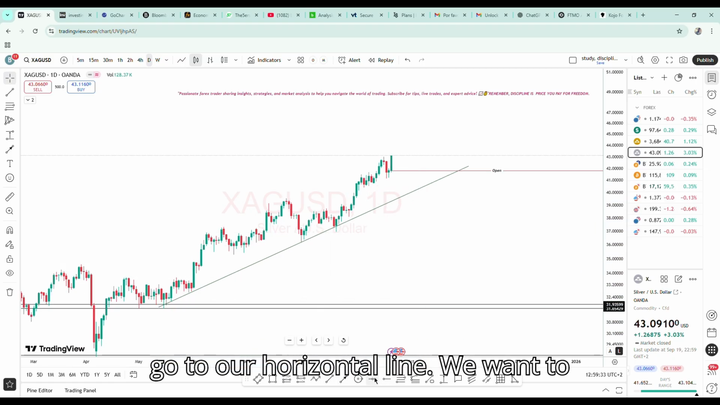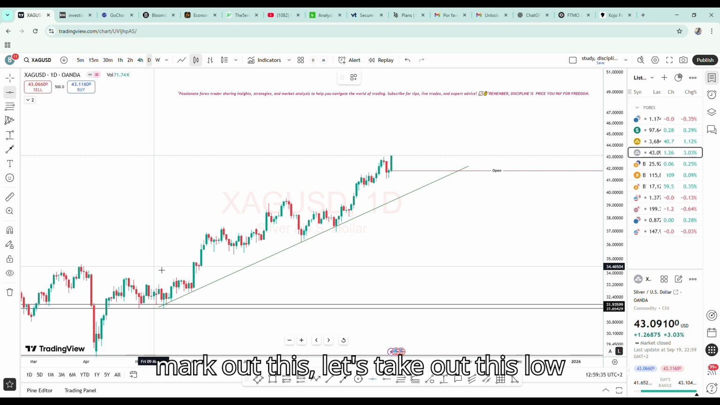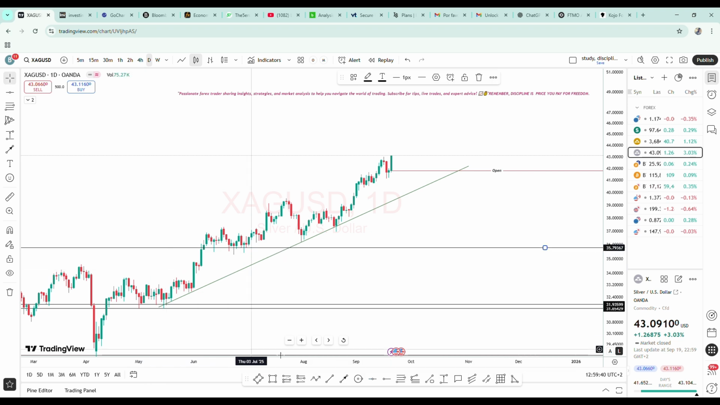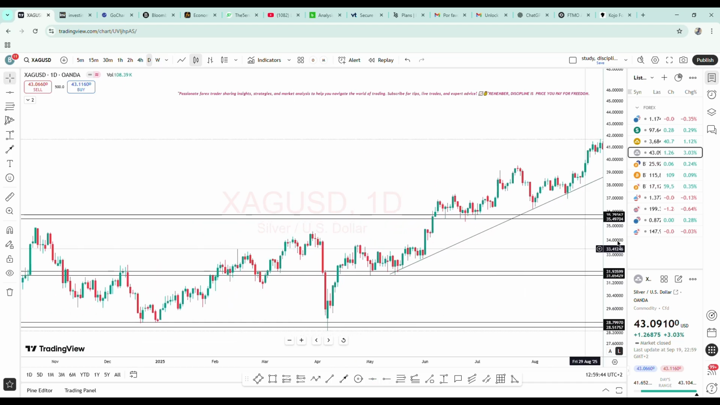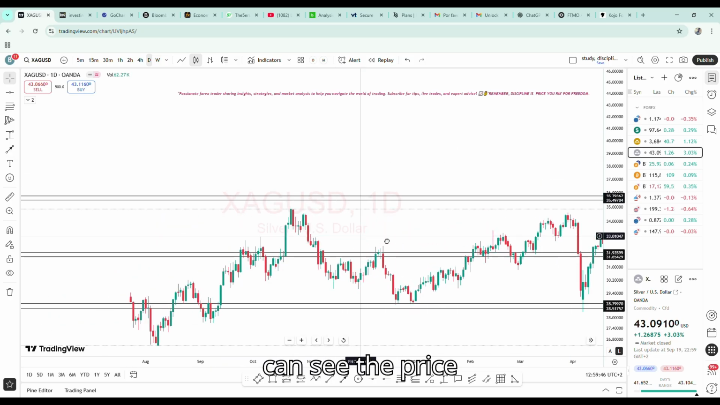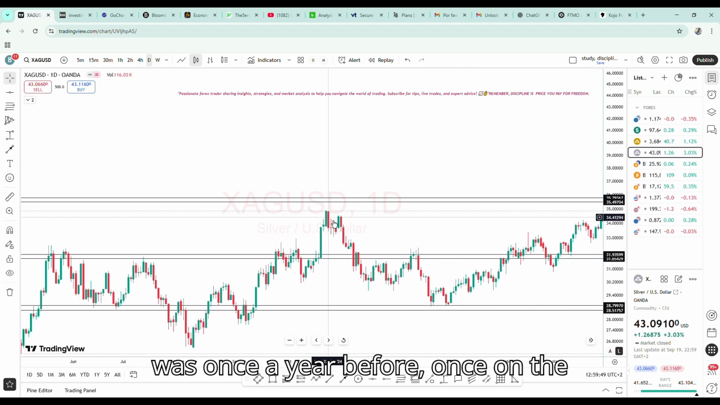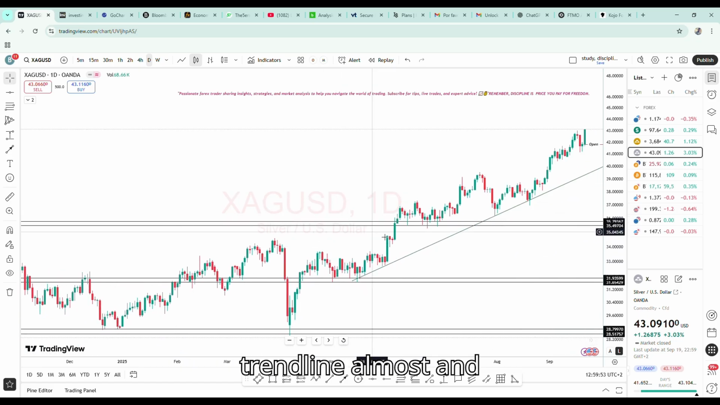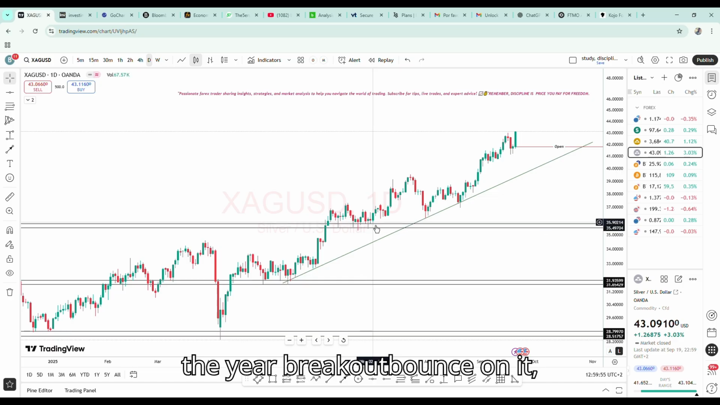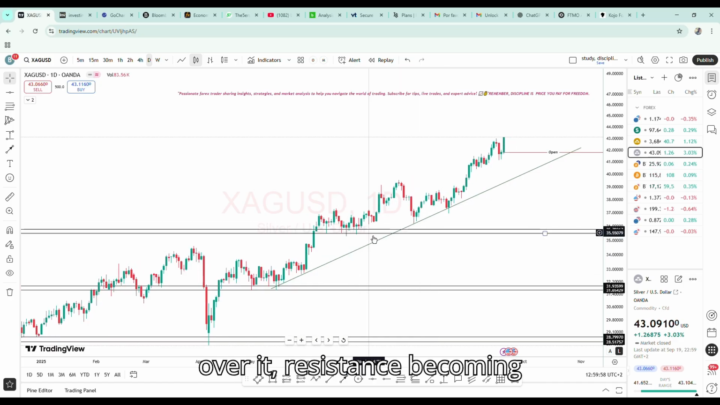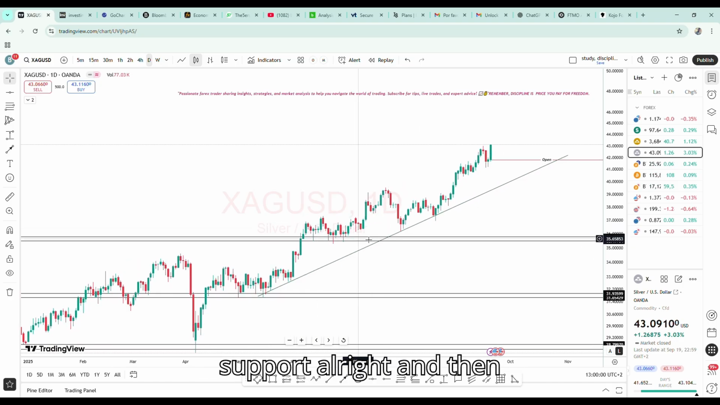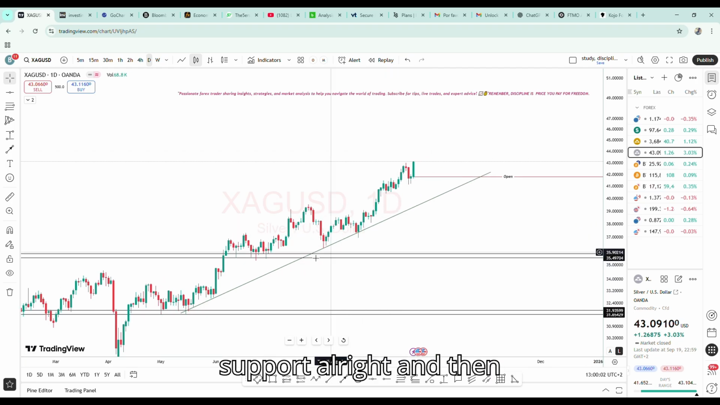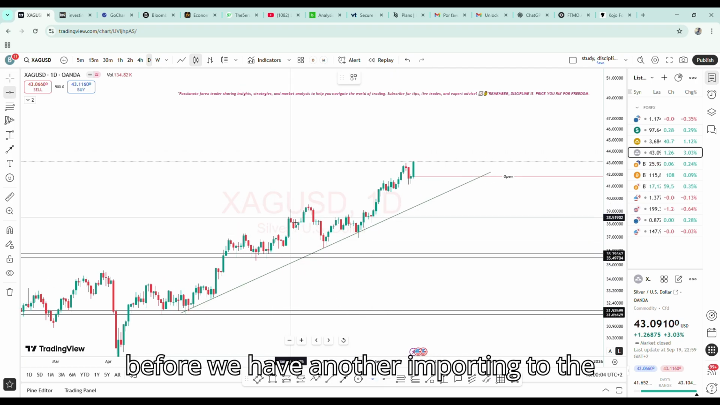And now we go to our horizontal line. We want to mark this out, then take out this low, because you can see the price was once here before, once at the trend line, almost, and here it broke out, bounced on it, over it, becoming a resistance, becoming support. Alright, and then before, we have another impulse to the upside.